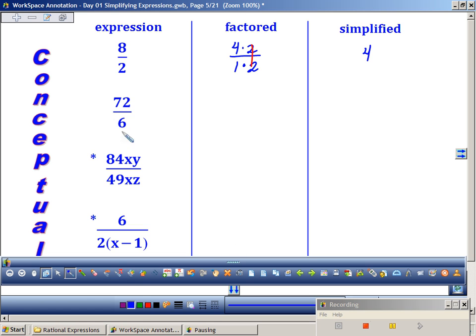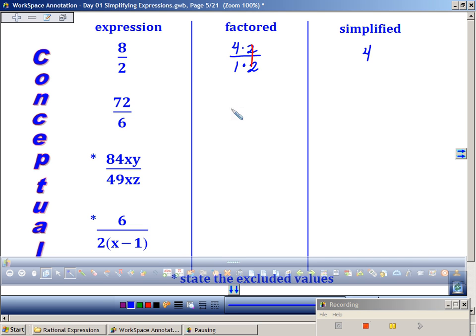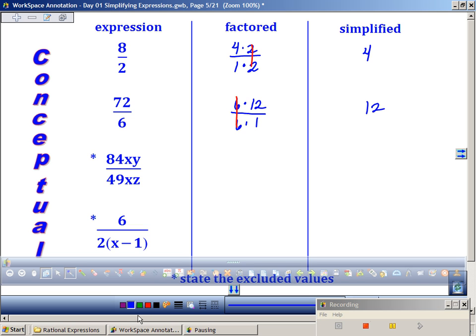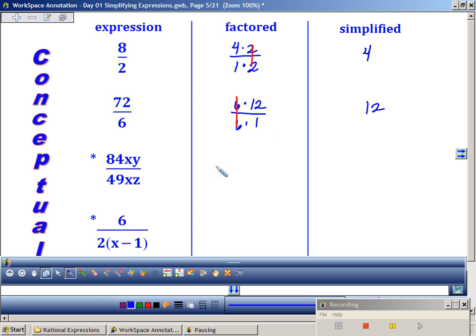All right, let's do the same thing with this one. Let's factor 72. 72 can be factored lots of different ways, but what would be the easiest way to factor it? 6 times what? 12, thank you. 6 times 12 is 72, over 6 times 1. Let's go find the 1. 6 over 6 is just 1, so that simplifies to 12. All right? So for those of you that didn't have me last semester, I factor everything. I break everything down.